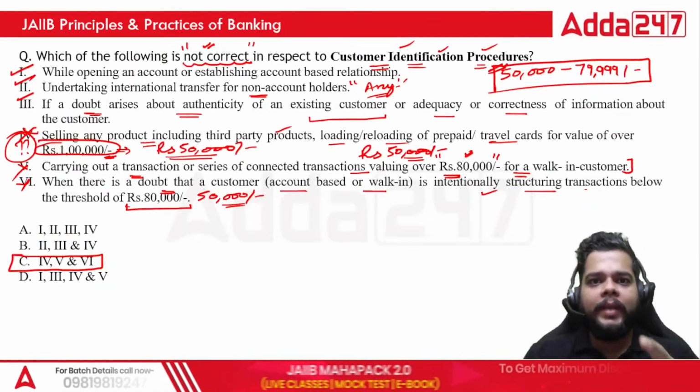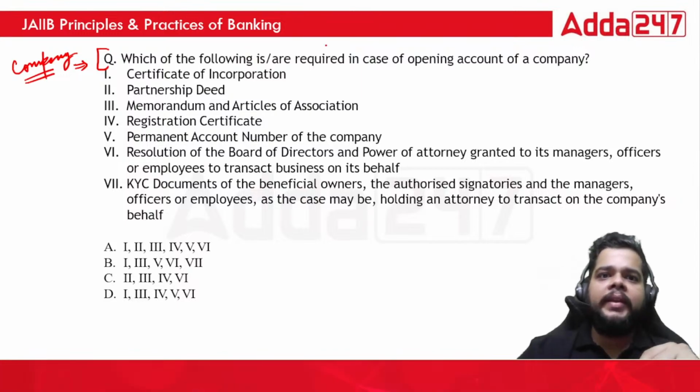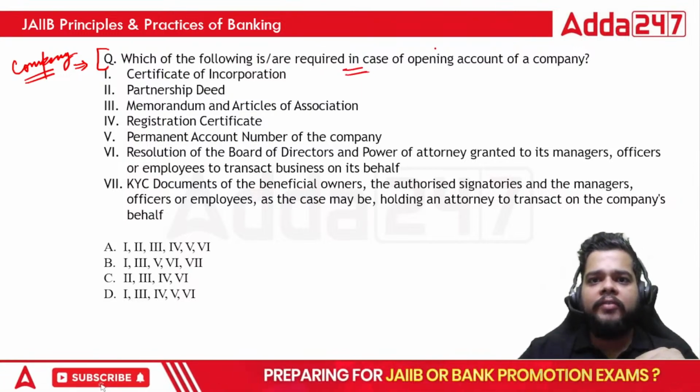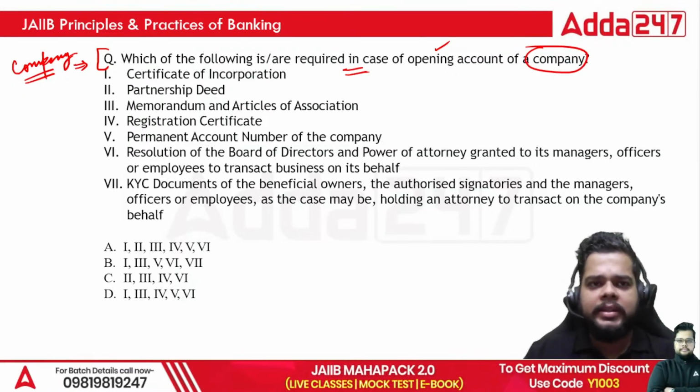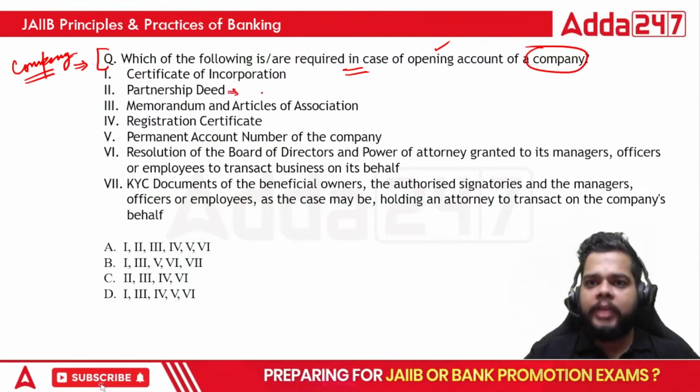Okay, so based on this, let's try to solve the question now. Which of the following is required in case of opening the account of a company? Direct questions like these are asked in the examination. So first of all, certificate of incorporation, whether it is required or not. Partnership deed, do you think?